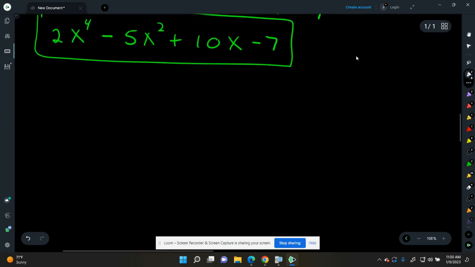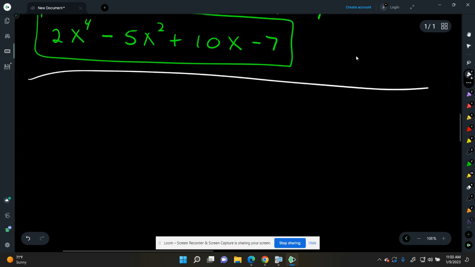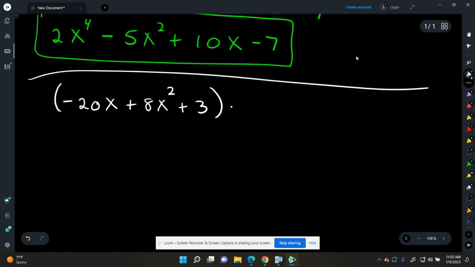Okay. So here we go. Let's do negative 20x plus 8x squared plus 3, minus 5x squared minus 10x plus 12.